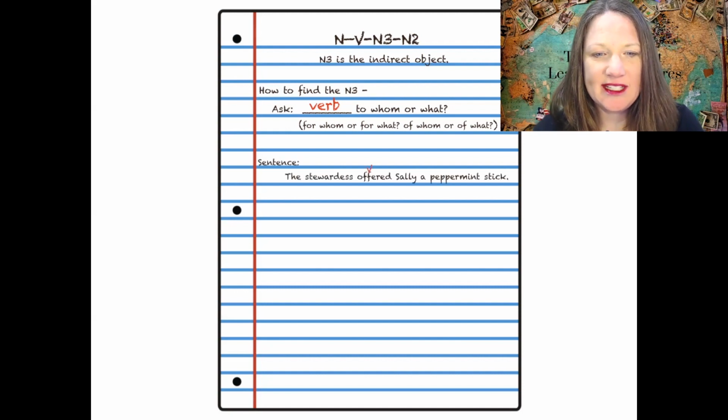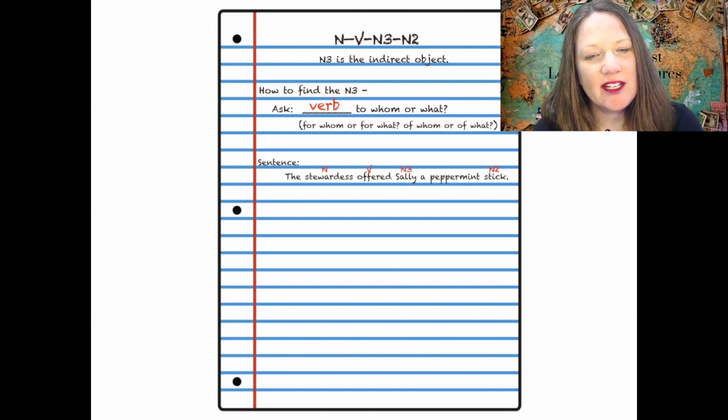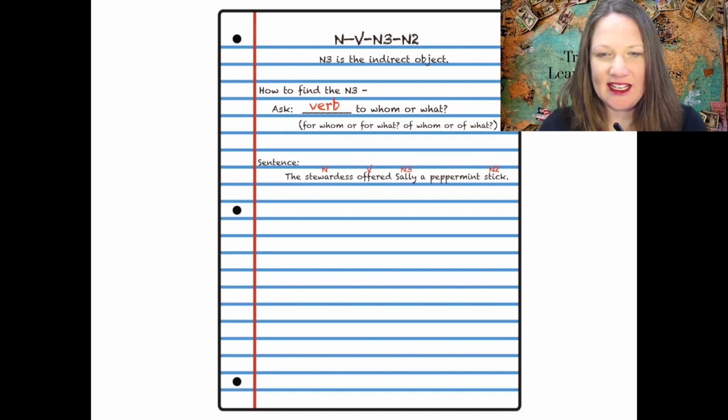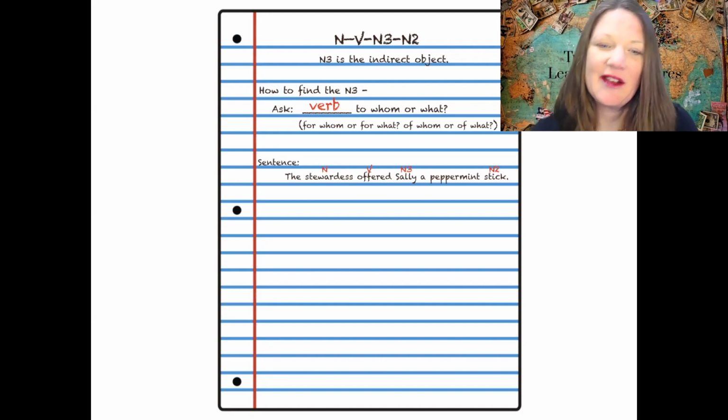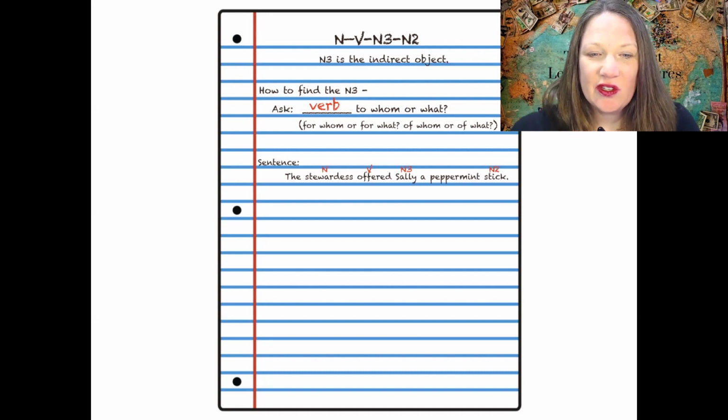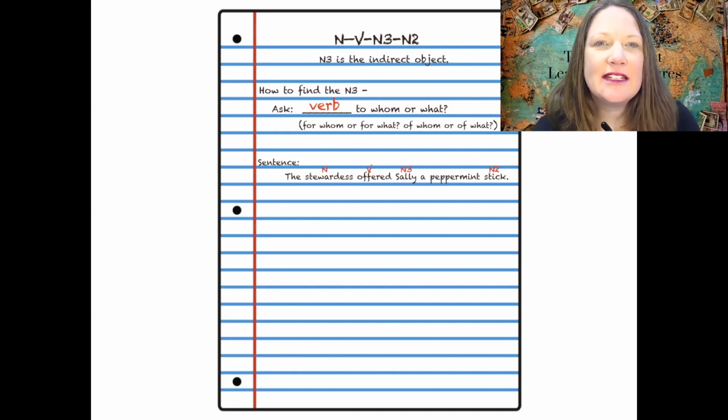Here is a sample sentence. The stewardess offered Sally a peppermint stick. We have no prepositional phrase. Offered is our verb. Stewardess is the subject. Stewardess offered what? That's the direct object. What was offered? Stewardess, what received the action? What was being offered? Stick.